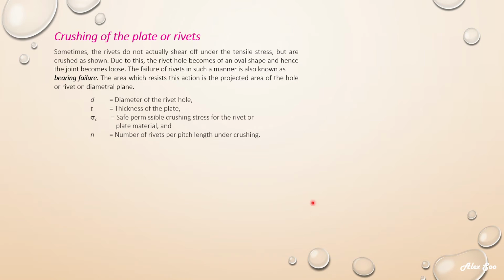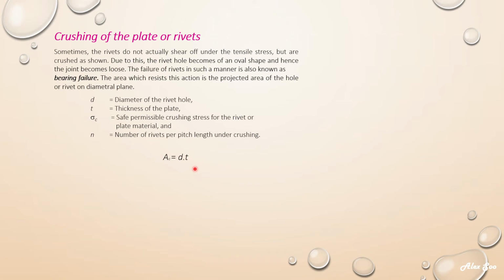Okay, so D is the diameter of the rivet hole again, T is the thickness of the plate, but now the sigma C here is the crushing stress or the compressive stress, and N is the number of rivets that is crushed. Now the area that is subjected to crush, we will just take the center plane area of the rivet. That is given as the diameter of the rivet times the T. So that means it's directly a rectangular section, which is the center plane of the rivet.